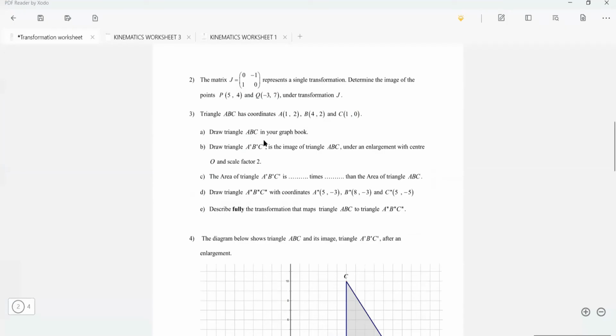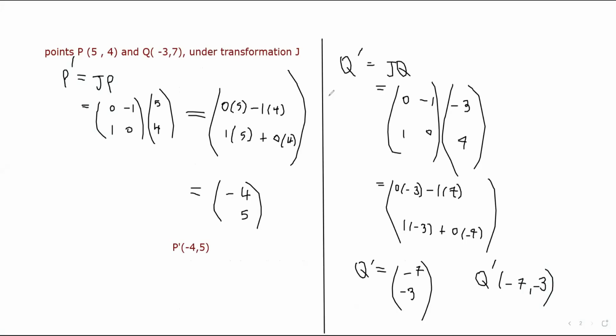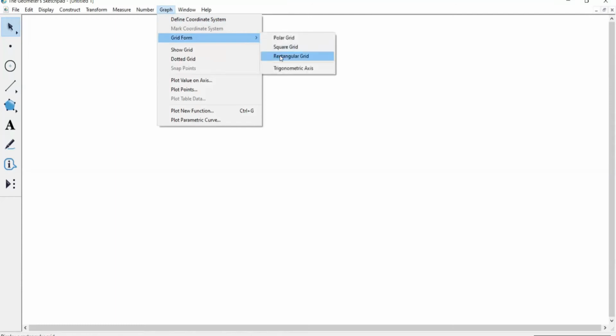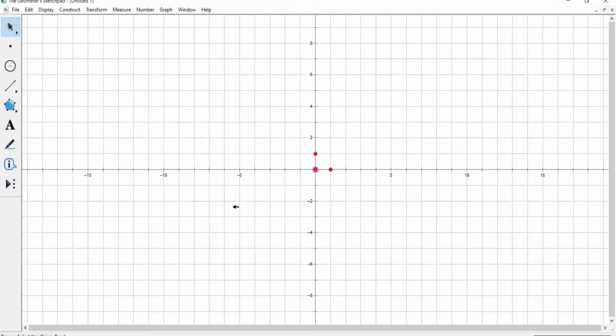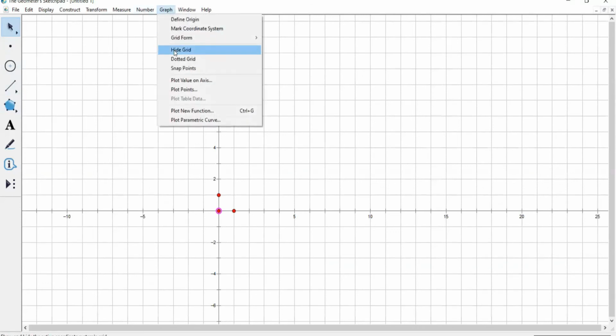So this question right here says triangle ABC has coordinates A is (1, 2), B is (4, 2), C is (1, 0). Draw the points, then draw A, B, and C in your graph book. So what we're going to do, A is (1, 2). Just going to go to graph. We need grid form, rectangular grid. A is the point (1, 2). So just going to insert the points, (1, 2).